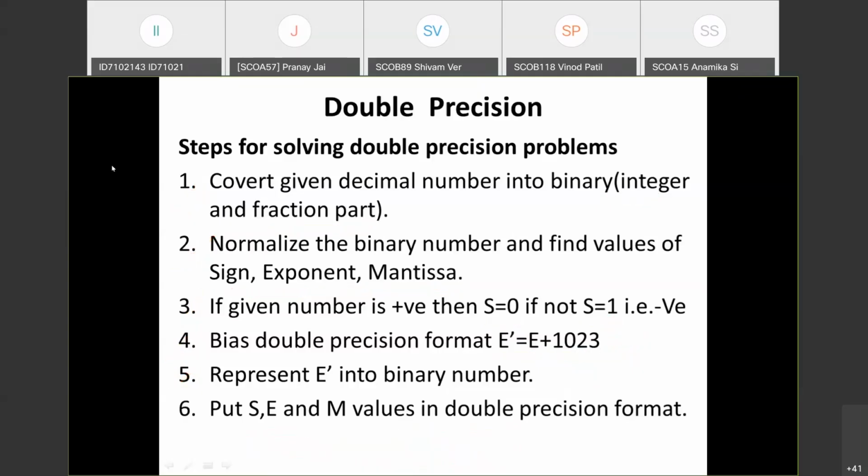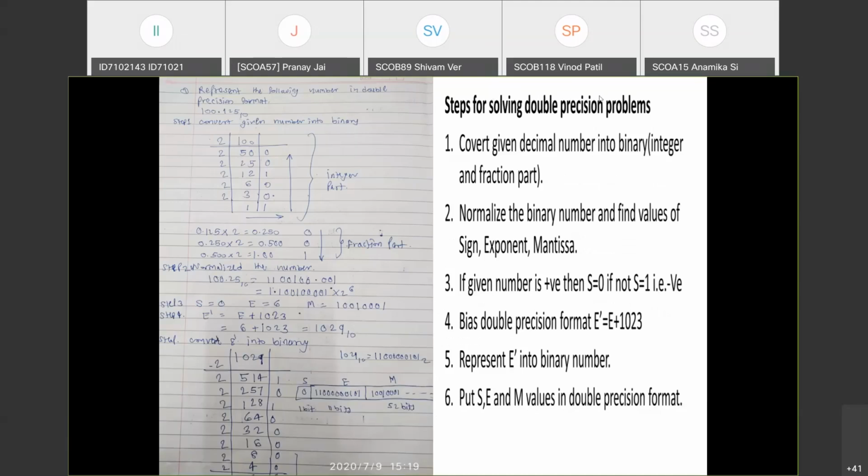Now moving to the actual problem statement. The problem is given: represent the following number in double precision format. The number is given in decimal, 100.125. So, according to the double precision steps, convert the given decimal number into binary, with the integer and fraction parts separately.